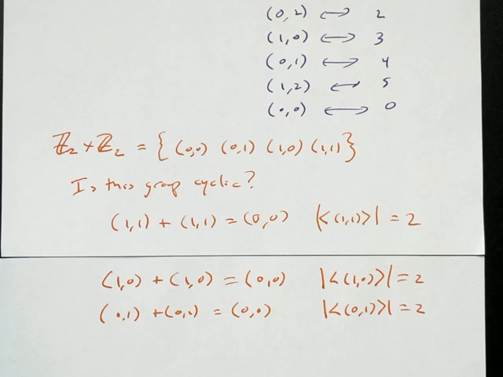Wait a minute, I've got a group of four things. It's not cyclic. That means isomorphic to Klein 4. There are only two groups of order 4, Z4 and Klein 4. This is the Klein 4 group.